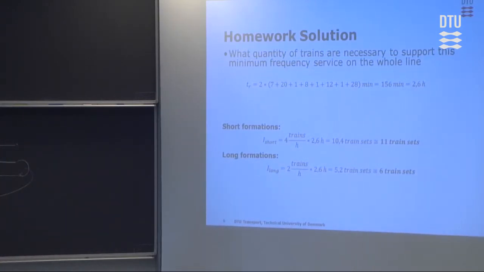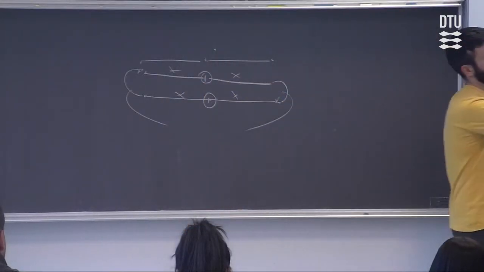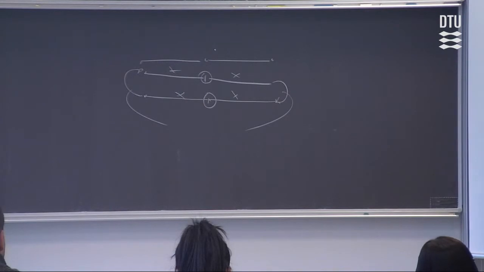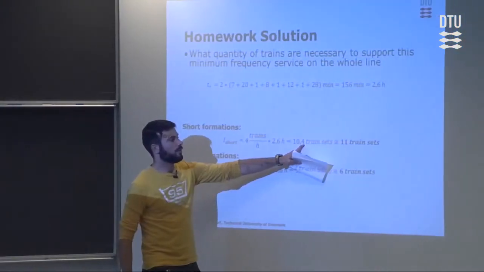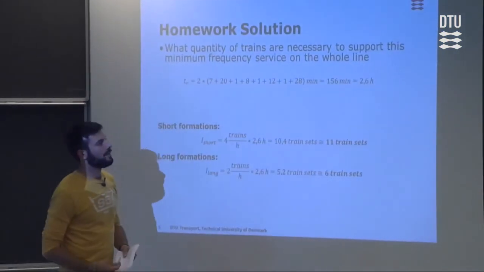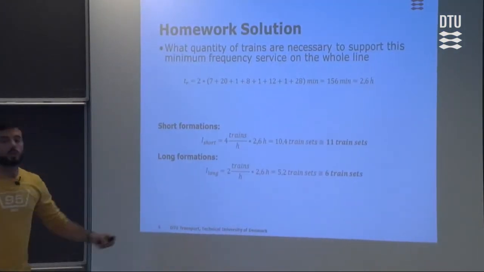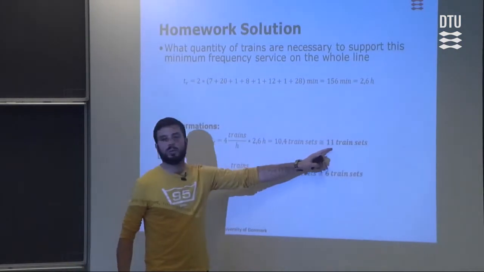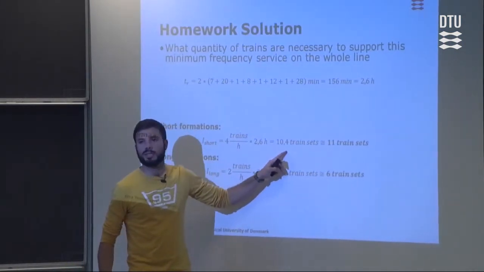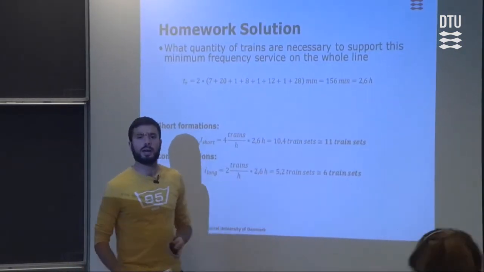So what does it mean? We need 4 trains per hour multiplied by 2.6 hours, 10.4 train sets, so 11 train sets. Of course, we are rounding up because we can't have 10.4 train sets. We can't run just half a train.